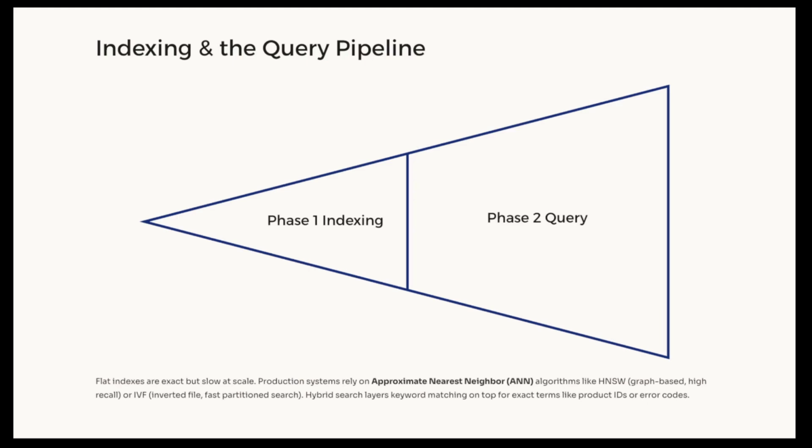In many real systems, vector search is also combined with keyword search. This is called hybrid search. Semantic search is good for meaning. Keyword search is good for exact terms like IDs, error codes, product names, and policy names. The key idea is this: indexing makes vector search fast, and hybrid search improves retrieval quality.